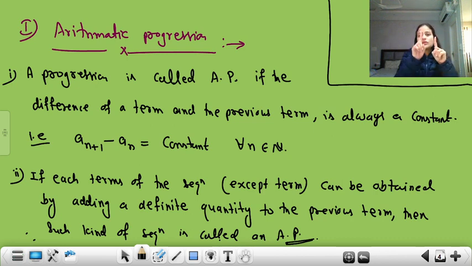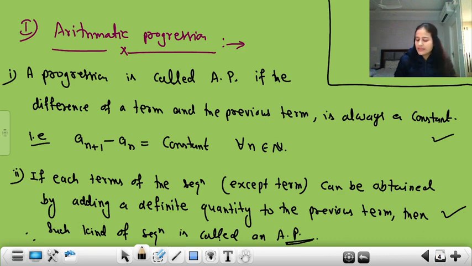First, the difference of a term and the previous term is always a fixed constant. Or we can say each term of the sequence except the first term can be obtained by adding a definite quantity to the previous term, right? Okay, so this definition as well as that definition is of arithmetic progression.